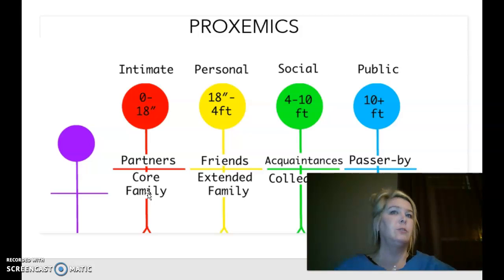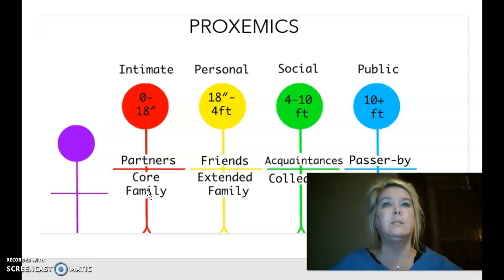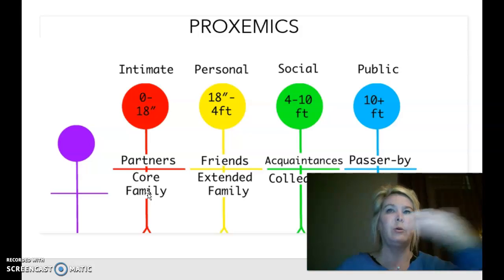Then you've got your social zone, which is your acquaintances and your colleagues, and that's 4 to 10 feet of space. And the public, which is 10 feet to infinity, is just a stranger, someone that's passing you at the bus station that you don't know anything about. Your proximity is wide. You don't let them into your personal zone.